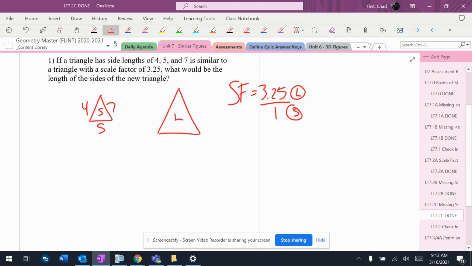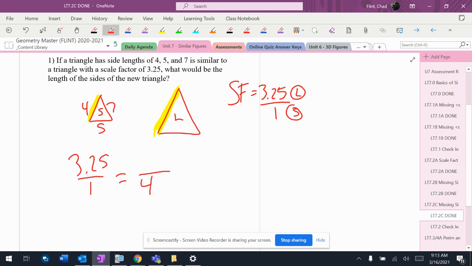I need to set up some proportions. In a situation where I'm given the scale factor, I like the scale factor to be the first ratio. So 3.25 over 1 is the first fraction, not my first proportion, my first ratio. Second one, I'm going to pick one of the sides. So let's say I'll do 4. All right, so I'm going to have 4. What sides it go with doesn't really matter. I'm going to have it go with that side right there.